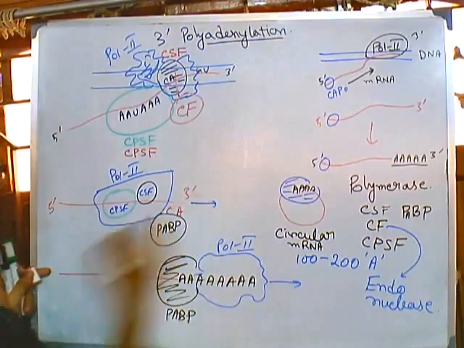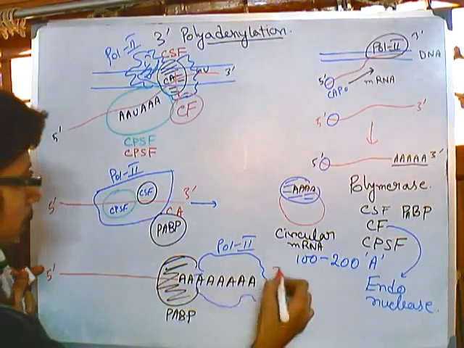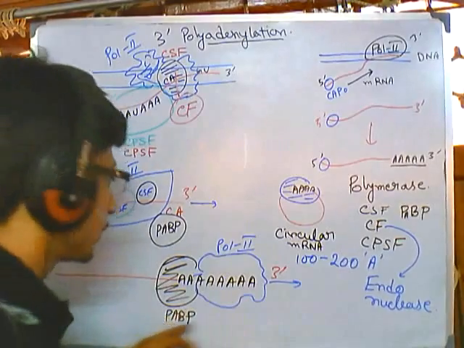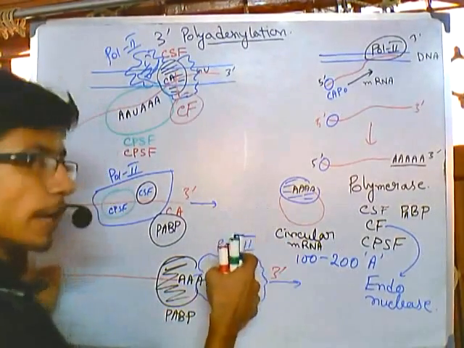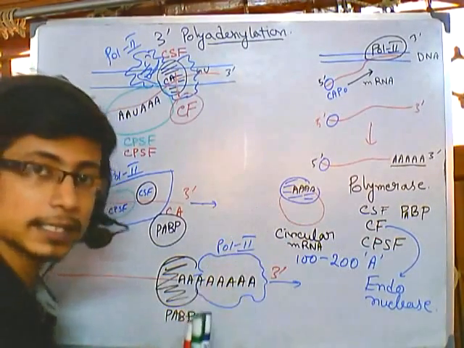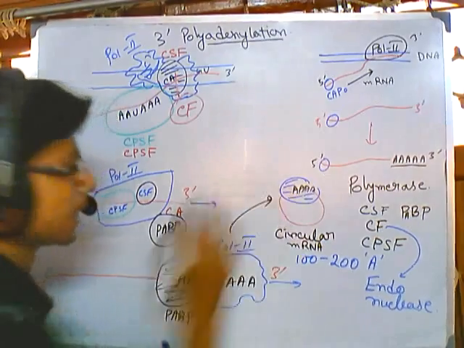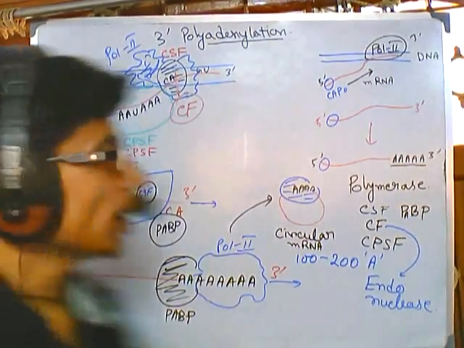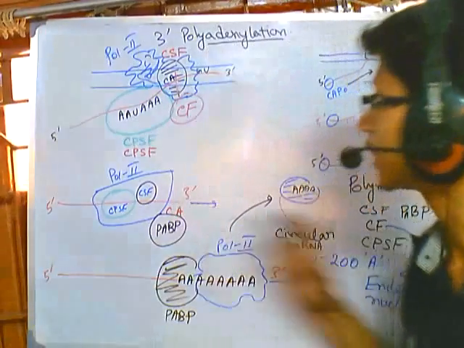Now as this PABP is attached, if this is an mRNA, this is the 5 prime, this is the 3 prime. Now the 3 prime will be coated with PABP, and it will hold the 5 prime, circularizing this mRNA to produce something like that. Okay, so this is the machinery of how they are making it.